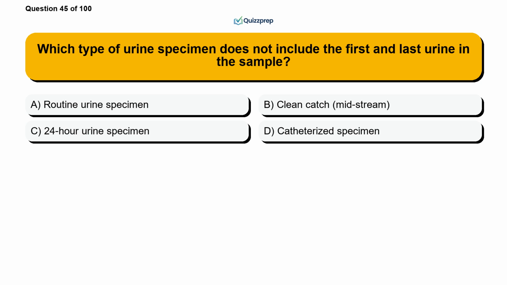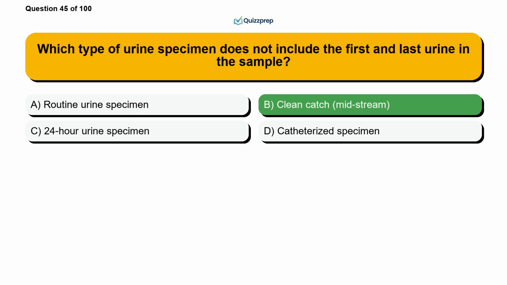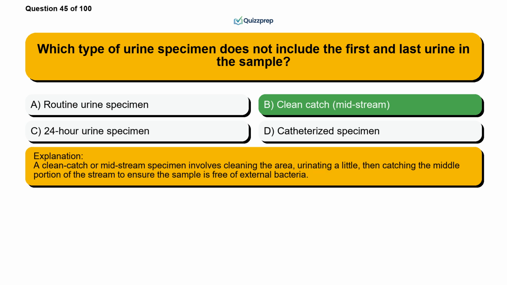Question 45. Which type of urine specimen does not include the first and last urine in the sample? Option A. Routine urine specimen. Option B, clean catch, midstream. Option C, 24-hour urine specimen. Option D, catheterized specimen. The correct answer is option B, clean catch, midstream. A clean catch or midstream specimen involves cleaning the area, urinating a little, then catching the middle portion of the stream to ensure the sample is free of external bacteria.